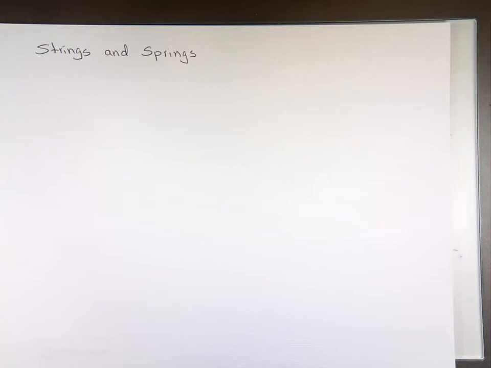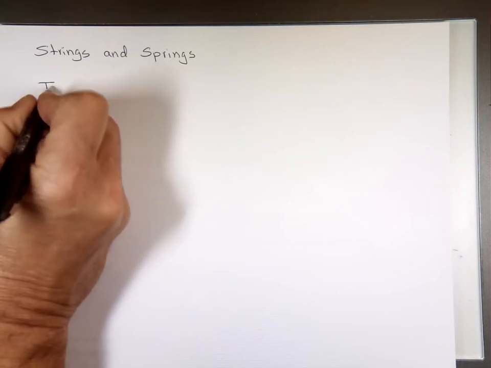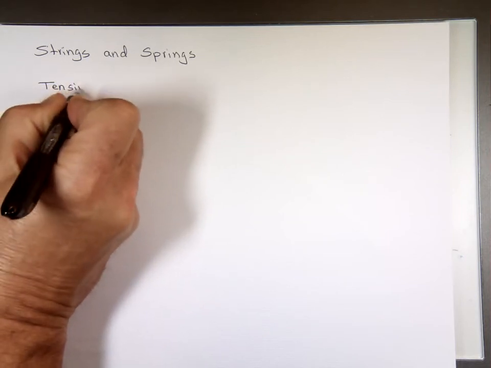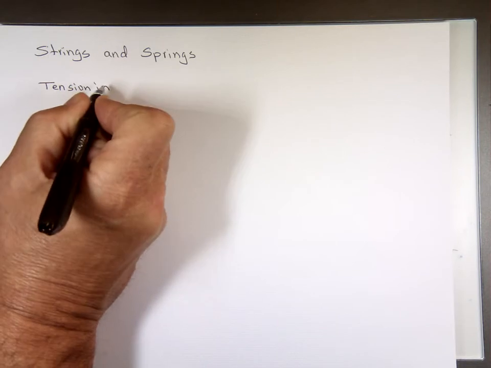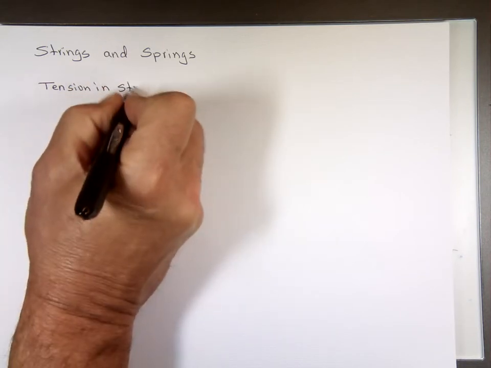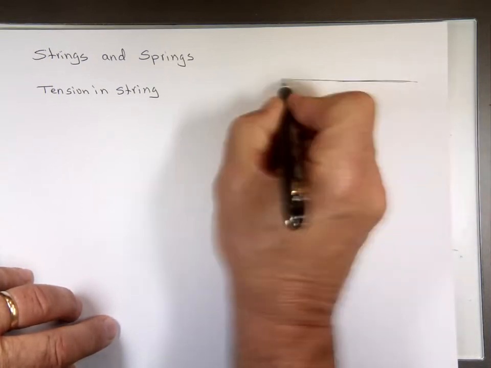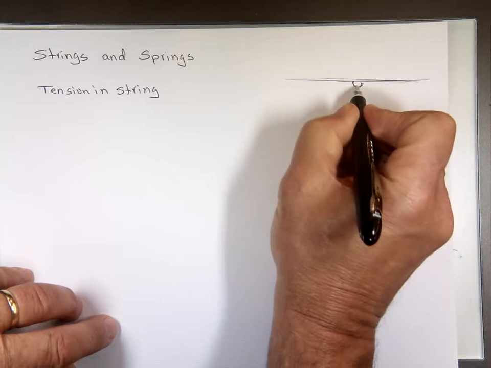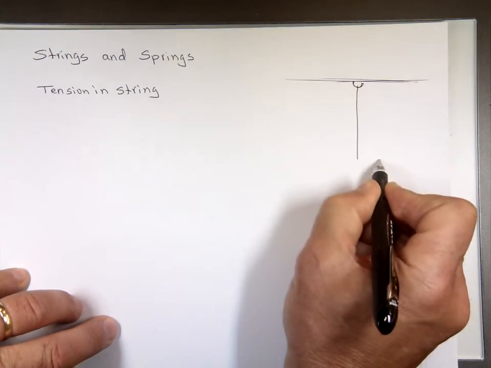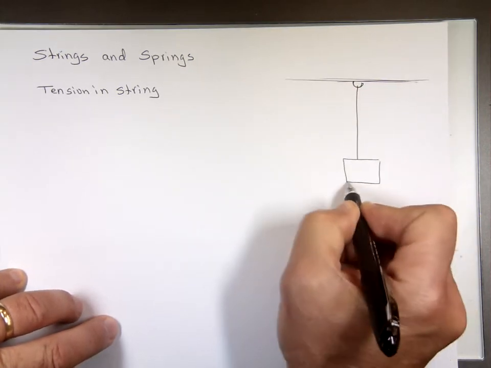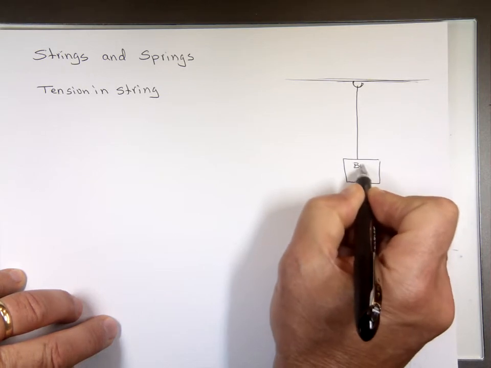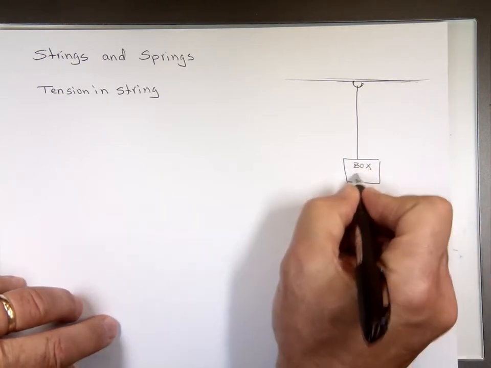So let's talk about tension in a string. We'll start with that one first. String, rope, whatever you want it to be. Let's say this is the ceiling here. In the ceiling we have a hook, and in it we take a rope, and the rope is attached to a box. There's a box. Let's give the box a mass, I don't know, 50 kilogram.